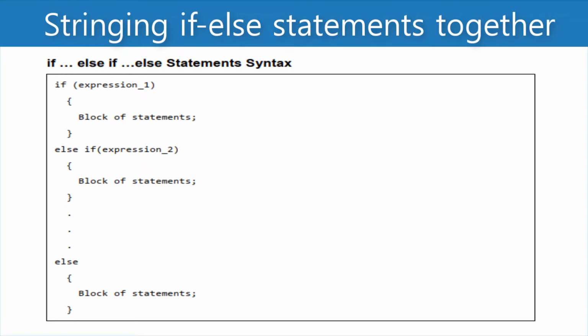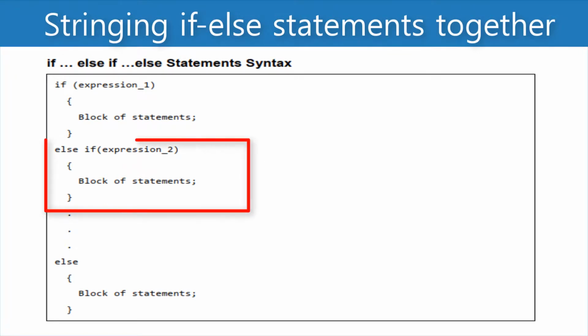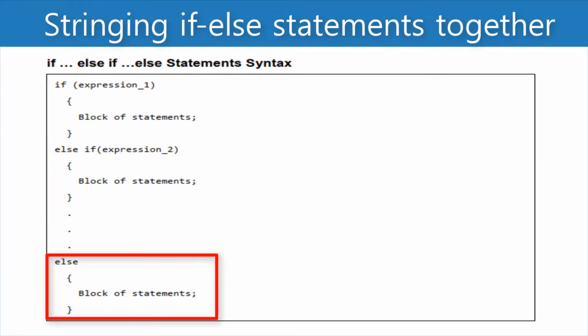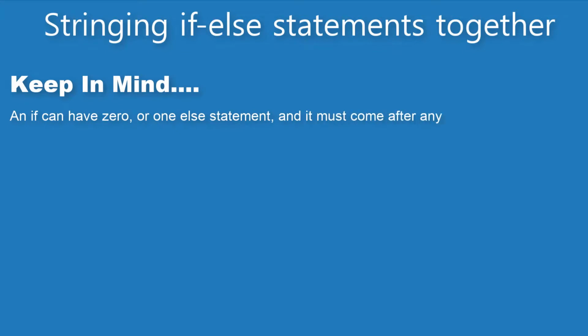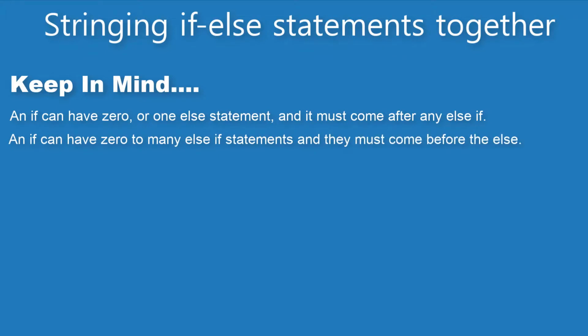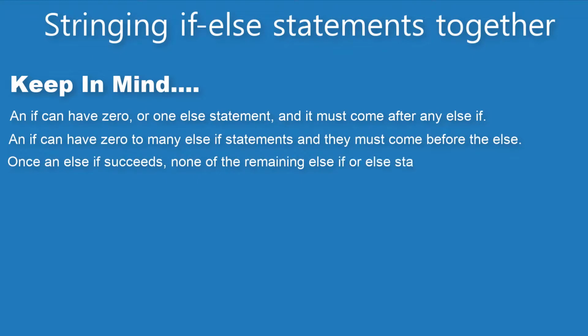The if statement can be followed by an optional else if or else statement, which is very useful to test various conditions using a single if-else if statement. When using if-else if and else statements, keep in mind, an if can have 0 or 1 else statement, and it must come after any else if. An if can have 0 to many else if statements, and they must come before the else. Once an else if succeeds, none of the remaining else if or else statements will be tested.